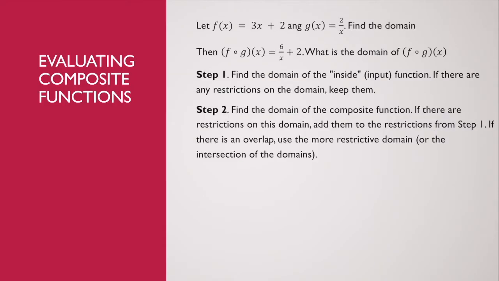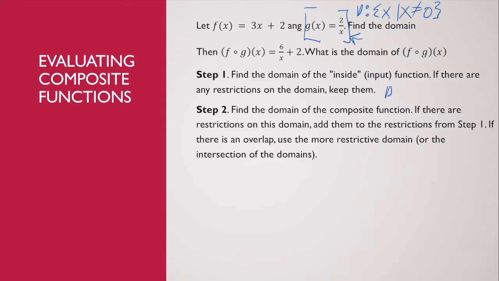So if I have f of x is 3x plus 2 and g of x is 2 over x, we're going to find the domain. We already found that this composite function a couple slides ago was 6 over x plus 2. So what's the domain of our composite function? First let's find the domain of our input function, g of x. The domain of this function would be all values of x as long as x doesn't equal 0, because my denominator can never equal 0, since we can't divide by 0. 0 is the only value excluded from our domain.